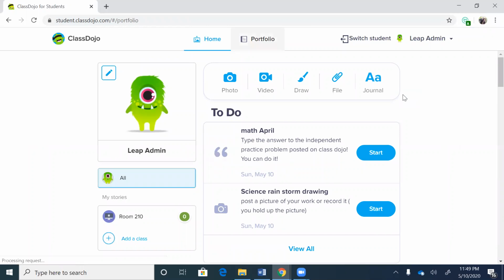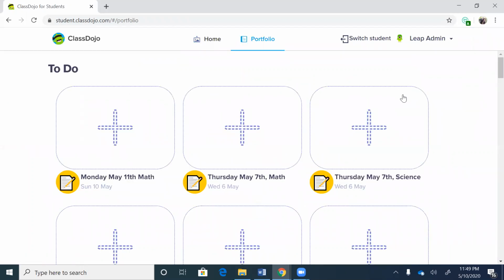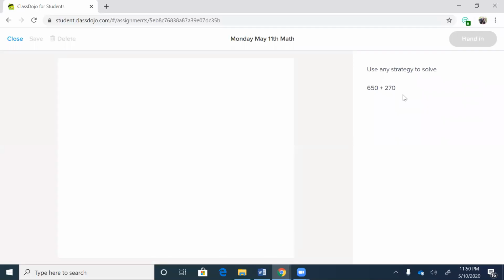Find your name. And you're going to see we didn't have a science assignment today. We will tomorrow. Monday, May 11th, math. Just click on it and it says use any strategy to solve 650 plus 270. We'll be going over some more of these problems in our Zoom meeting today at 12:30.